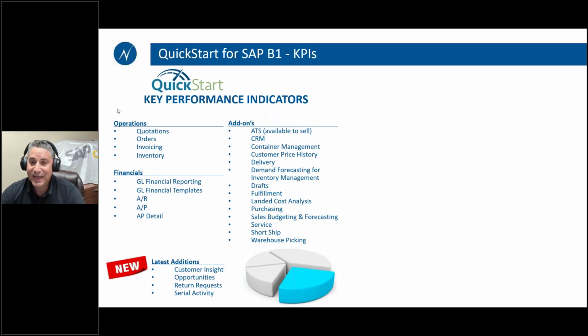When you're looking at financials, you could look at GL financial reporting, you can look at AP and AR. Again, being able to start with that and then being able to add on some of the other areas. Some of the latest additions are listed here with regards to insight for customers, opportunities, return requests. Again, we're always adding new modules. So these are the ones that exist today, but we're always getting new requests from customers. And what we're trying to do is always look at how we can make these new requests available to other customers so that they don't need to reinvent the wheel.